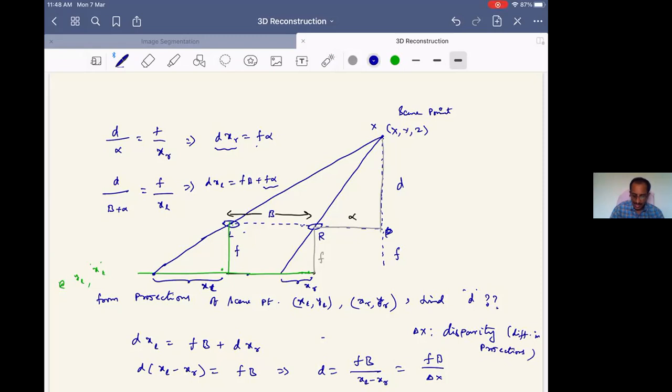So this is how we can calculate the depth information here. Depth is equal to fb by disparity, and hence this implies that depth is inversely proportional to disparity.